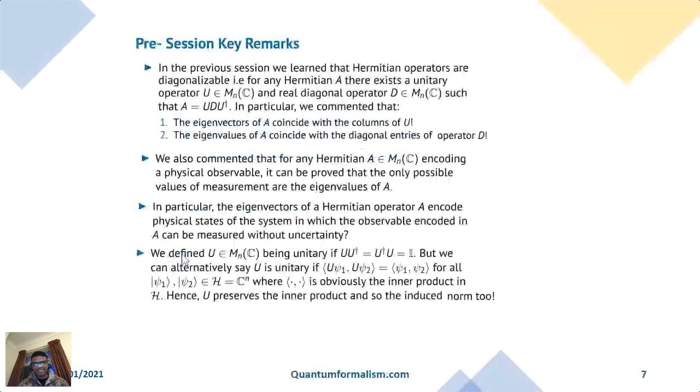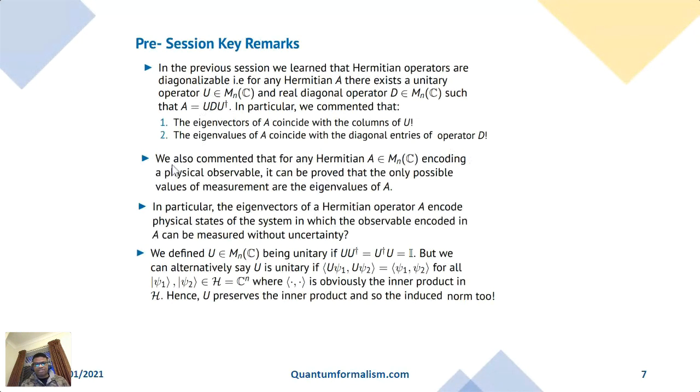Okay. So let's just go through some key remarks before we kickstart. So the first thing I want to say is, obviously, in the previous session, we learned that Hermitian operators are diagonalizable, right? Which means they are diagonalizable by a unitary. You can find a unitary U and a diagonal matrix D so that the Hermitian can be decomposed this way. Okay, and we also commented, I hope you could find this or manage to put it together by going through the study materials, that the eigenvectors of A coincide with the columns of this unitary U that decomposes the operator, and the eigenvalues coincide with the diagonals of D.